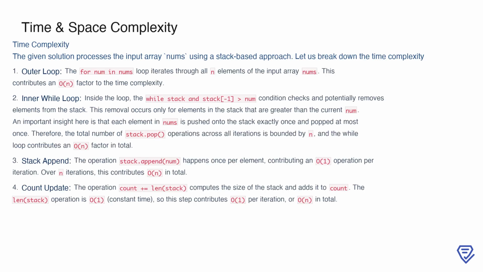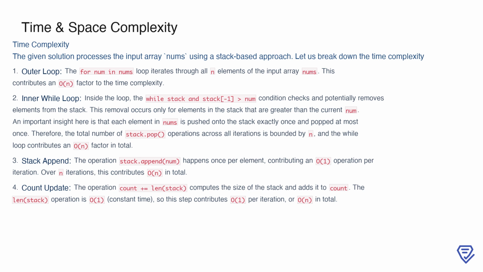For the time complexity analysis, we start by examining the outer loop. This loop iterates through each element in the input array nums, so it contributes O(n) to the overall complexity. Within this loop, there is a while condition that checks whether the top of the stack is greater than the current number. When this condition is true, elements are removed from the stack. However, each element in the array is pushed onto the stack only once and popped at most once. This means the total number of stack operations, including both pushes and pops, is bounded by n. Therefore, the while loop also contributes O(n) in total.